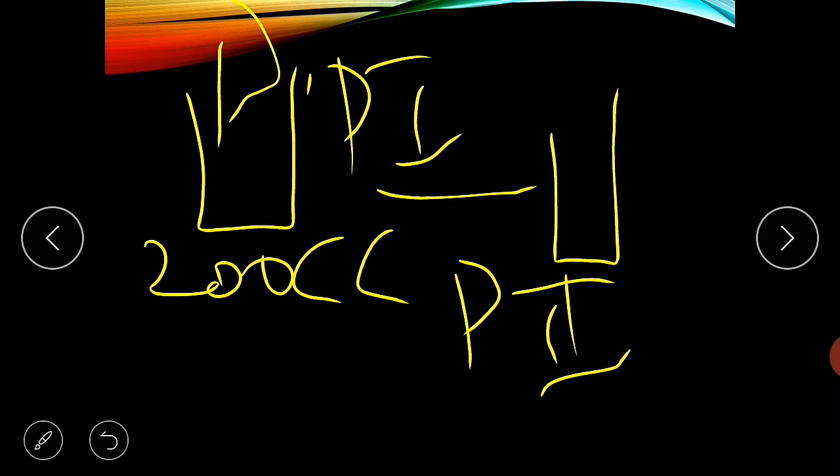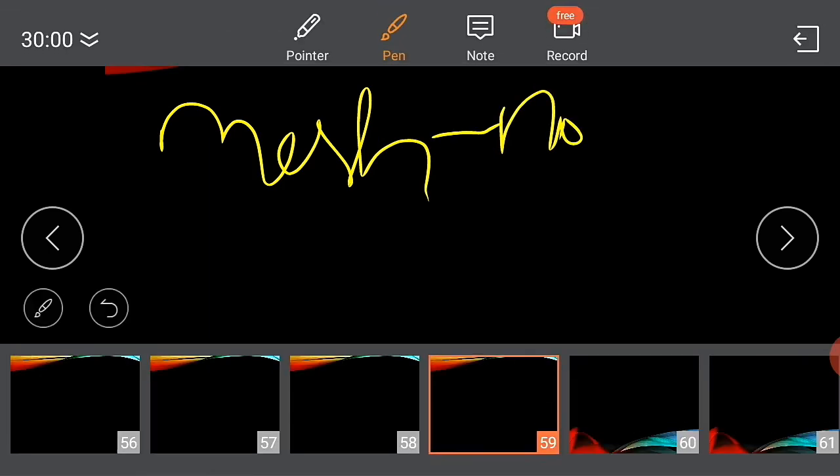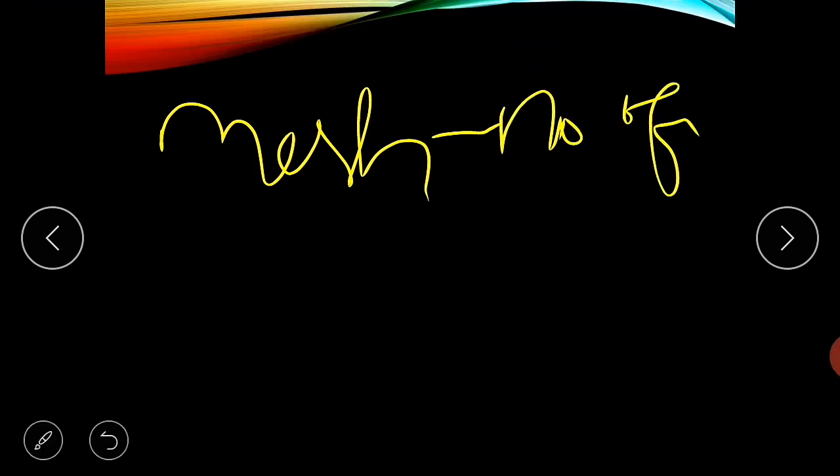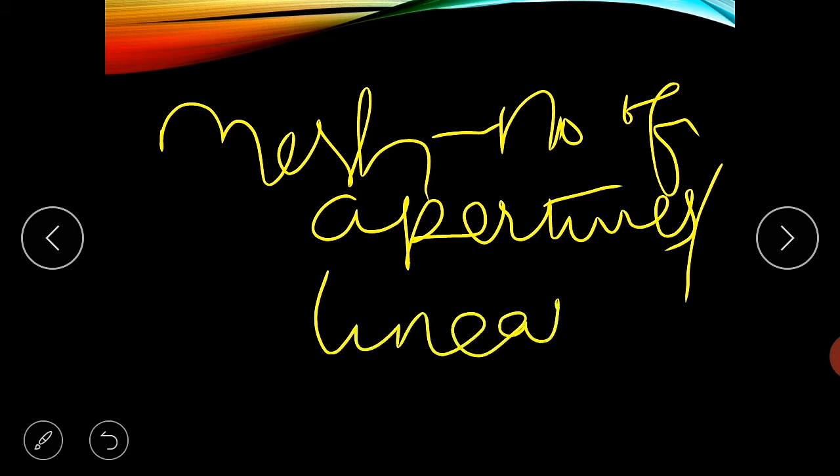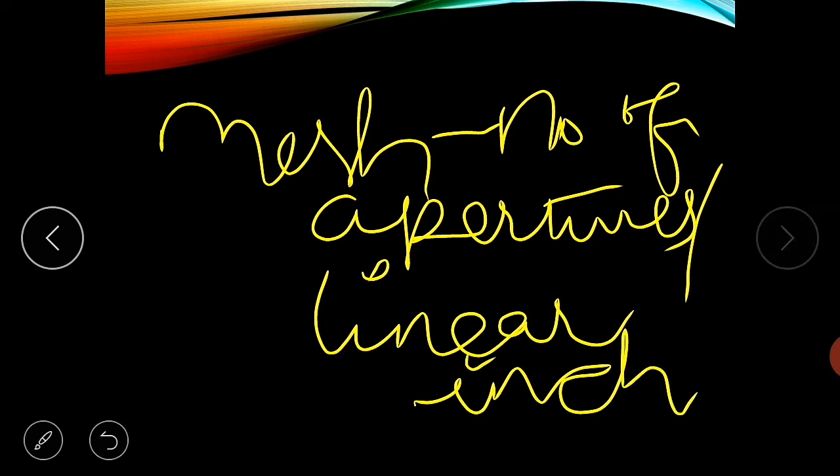Mesh is nothing but the number of apertures, that is, holes, per linear inch. Let's talk some more about mesh. Mesh is the number of apertures per linear inch. Most important question, friends.